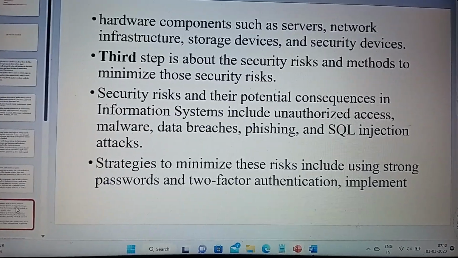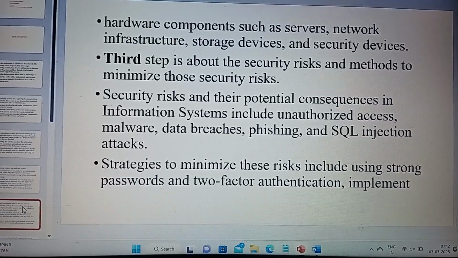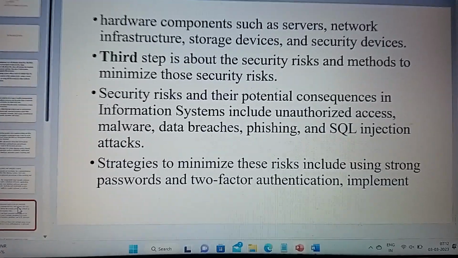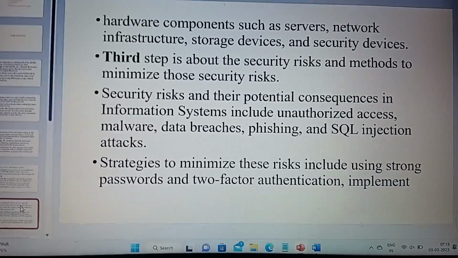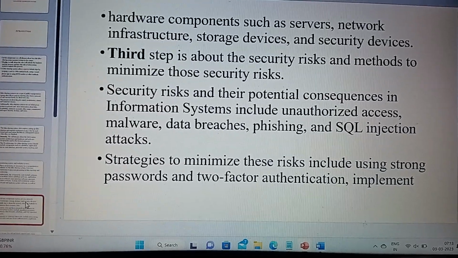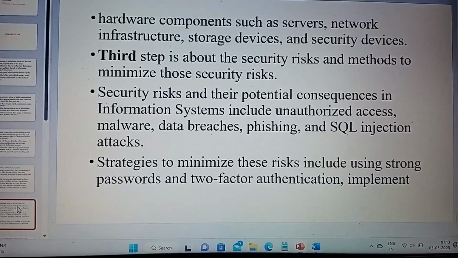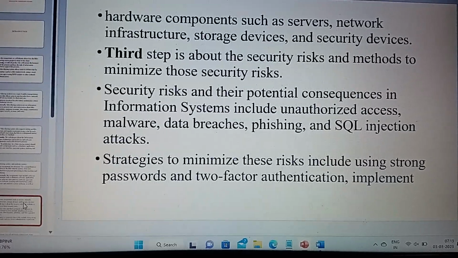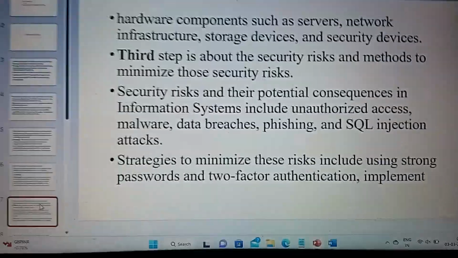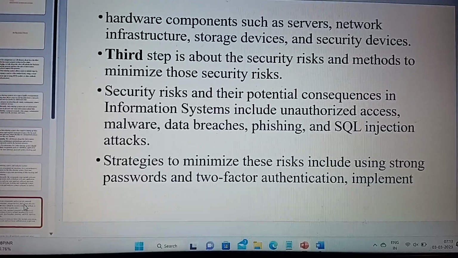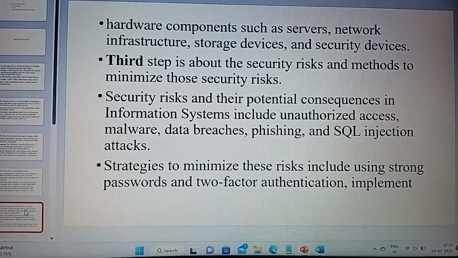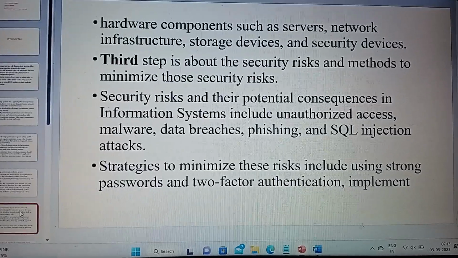The third step is about the security risks and methods to minimize those security risks. For every software, we have to take care of the security risks that happen in the processes. Security risks and their potential consequences in information systems include unauthorized access, malware, data breaches, phishing, and SQL injection attacks. These are the main security risks for any software.